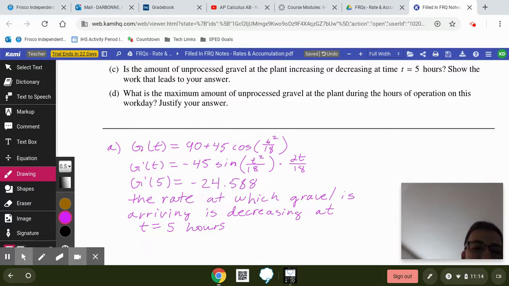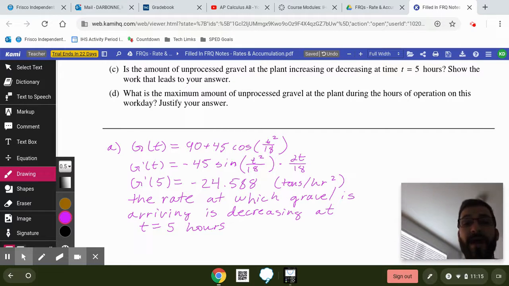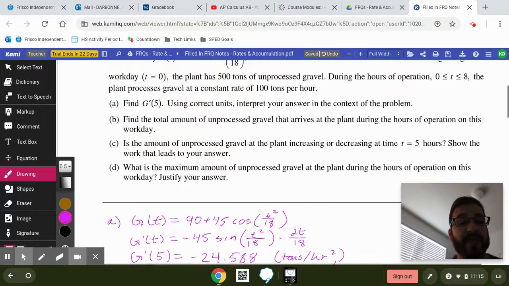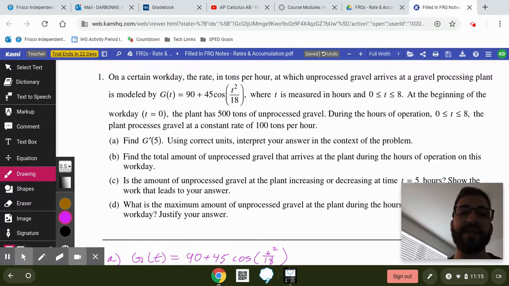So kind of to put that in perspective, that would essentially be negative 24.588 tons per hour squared, because it's an acceleration. Okay. So that is part A. Just as a recap for part A, we knew to take the derivative because it asked for g prime, and we had g, so I had to take a derivative to get there.